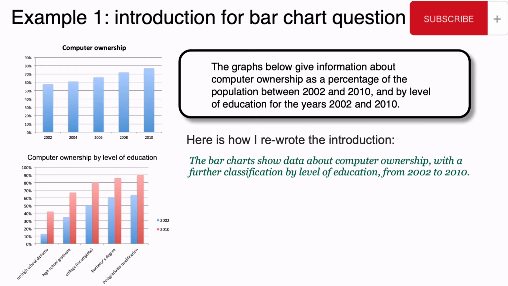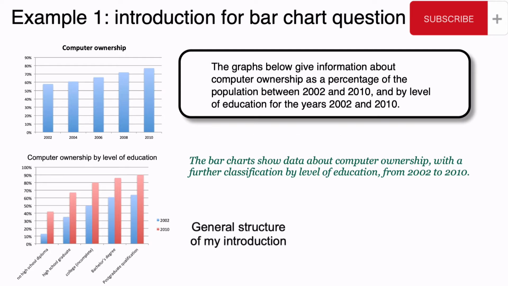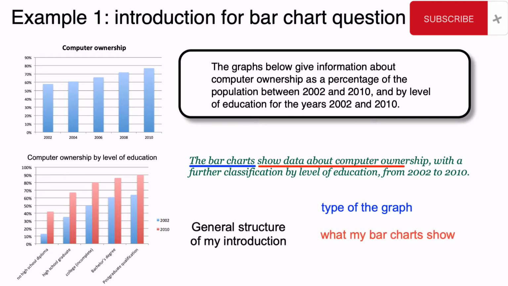Take a look at the general structure of my introduction. So first of all, I gave the type of the graph. In this case, it was bar chart. Afterwards, I explained what my bar charts show. In this case, the bar charts show data about computer ownership. And finally, I also indicated the time period.